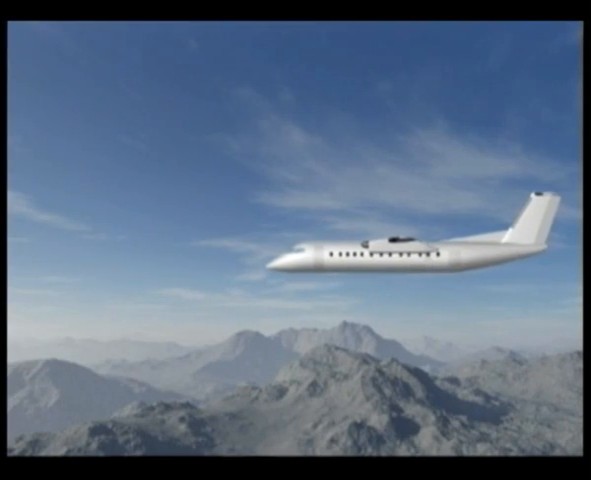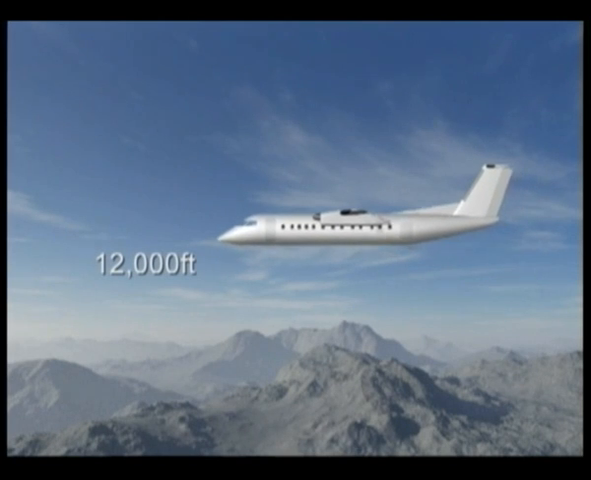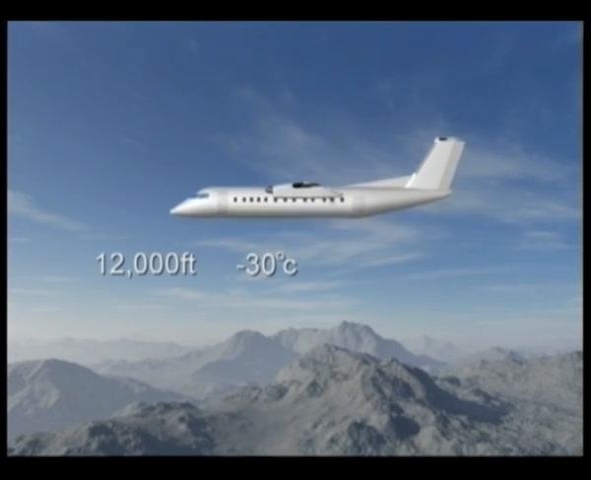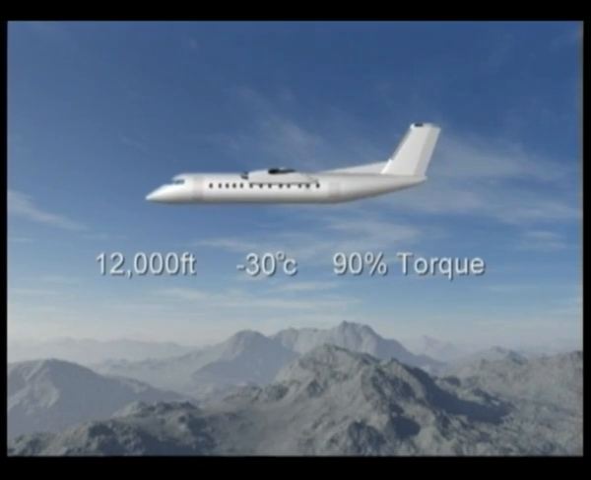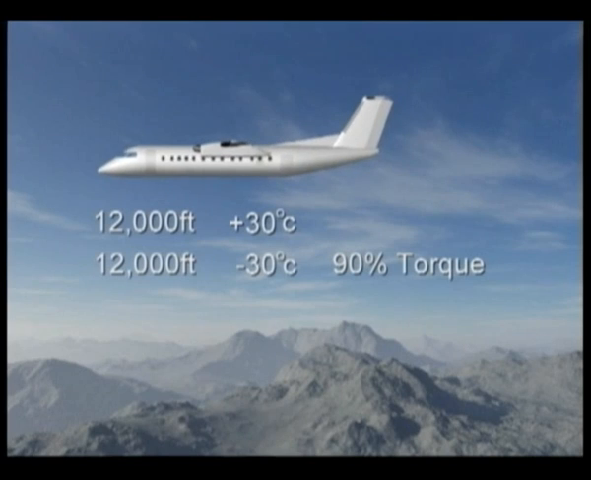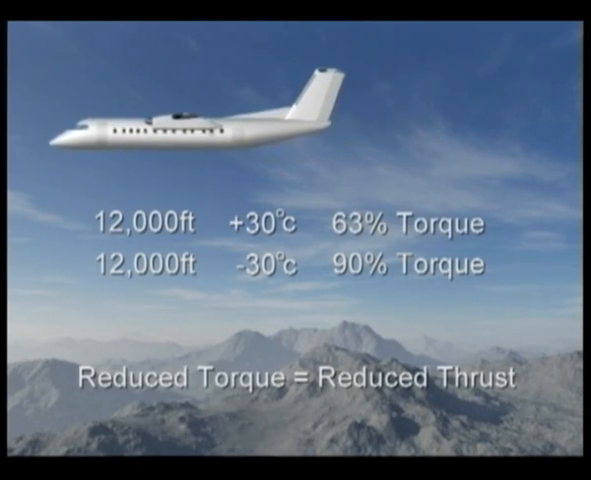A Dash 8 taking off from an airfield 12,000 feet above sea level, with an outside air temperature of minus 30 degrees Celsius, the engine torque will be 90%. But from the same airfield, were the temperature to climb to plus 30 degrees Celsius, the torque would be 63%.